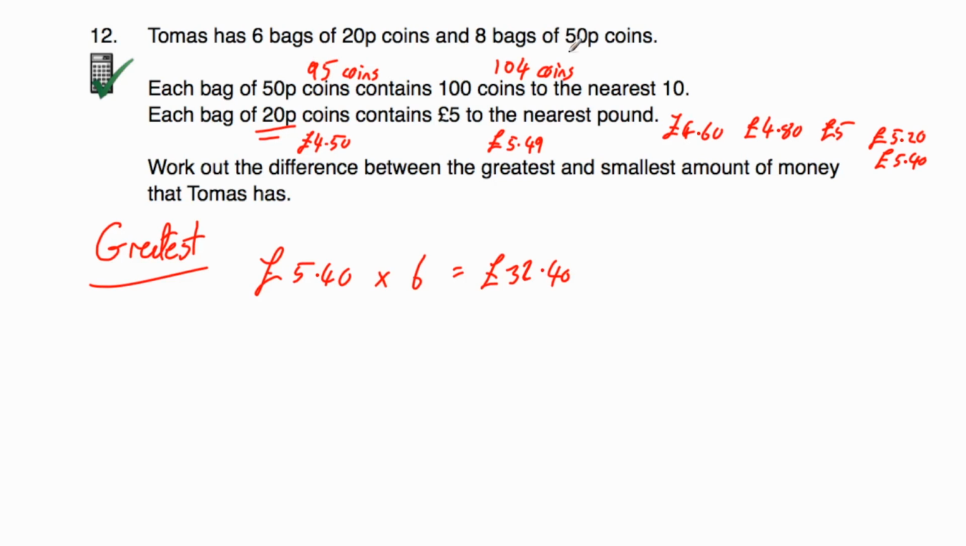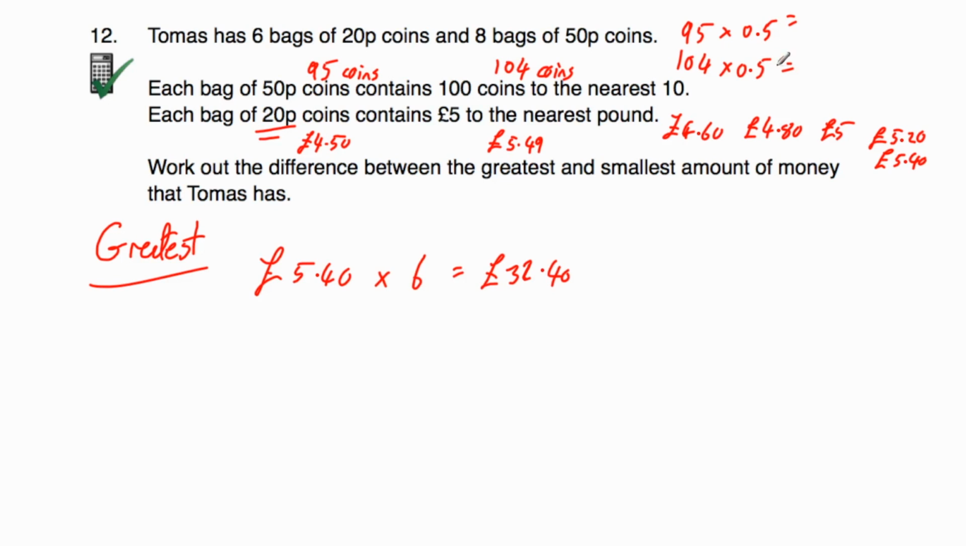But he also has 8 bags of 50p coins, and each of the 50p bags contains 100 coins to the nearest 10. So it could be anything as low as 95 coins or anything as high as 104 coins. So because they're 50p's, let's work out what 95 50p's and 104 50p's would be to work out the lowest possible and the greatest possible amount of money he could have in each of the 50p bags. So if we do 95 multiplied by 0.5, and 104 multiplied by 0.5, that would tell us the smallest possible amount of money he could have in each bag and the greatest.